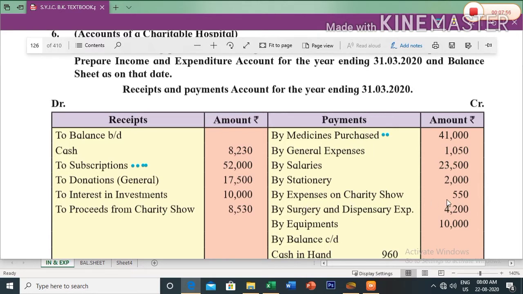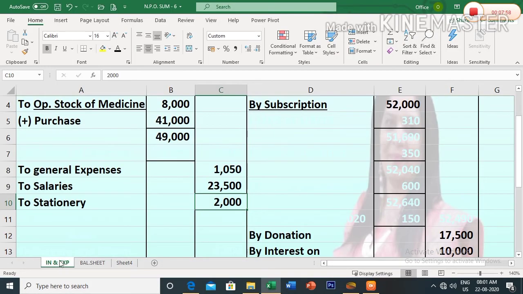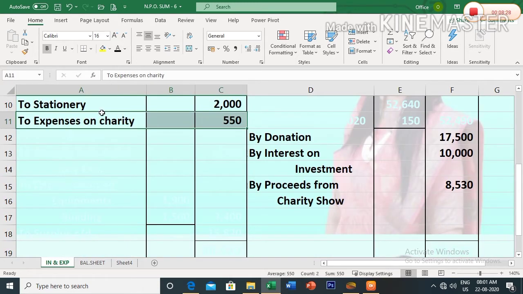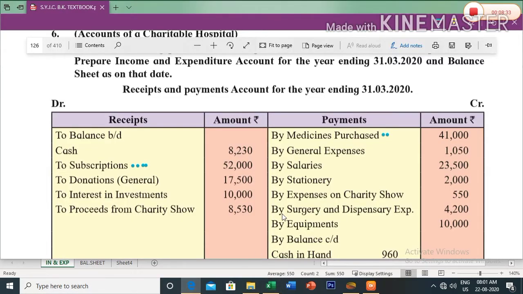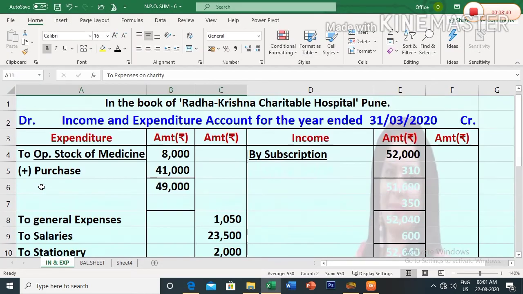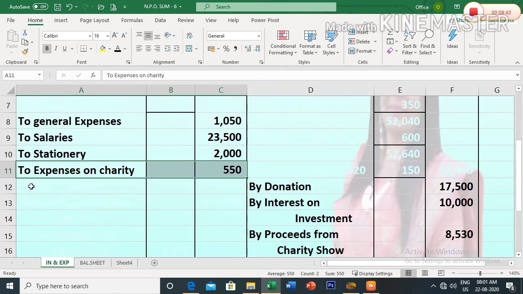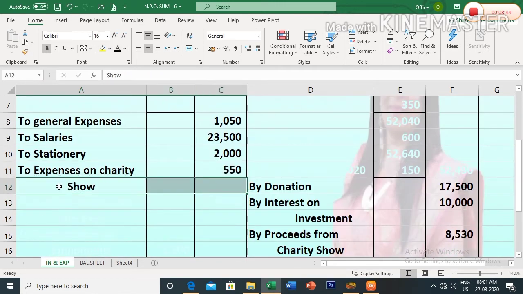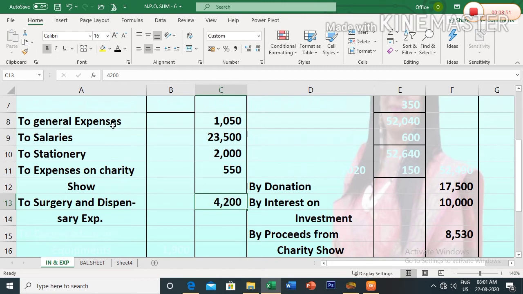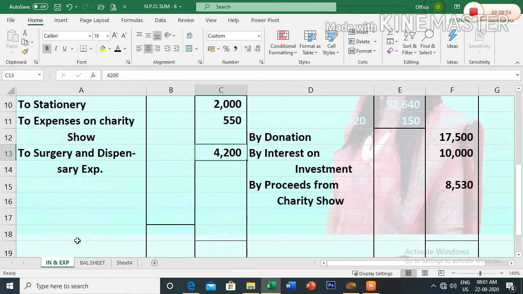Expenses on charity show 550. Again in income and expenditure account, to expenses on charity 550. Then surgery and dispensary expense 4,200. Again in income and expenditure account debit side, to surgery and dispensary 4,200.